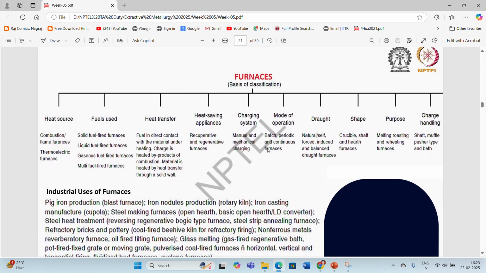Then, on the basis of classification, we can divide the furnaces by heat sources, fuel used, heat transfer, heat saving appliances, charging system, mode of operation, draught system, purpose, charges, and handling. So there are numerous factors or applications on the basis of which we can divide the furnaces into different categories.